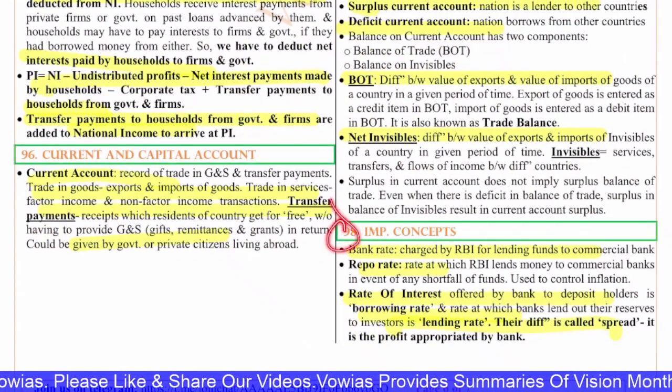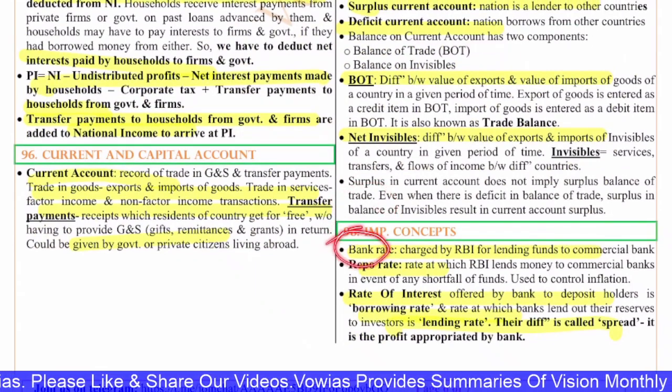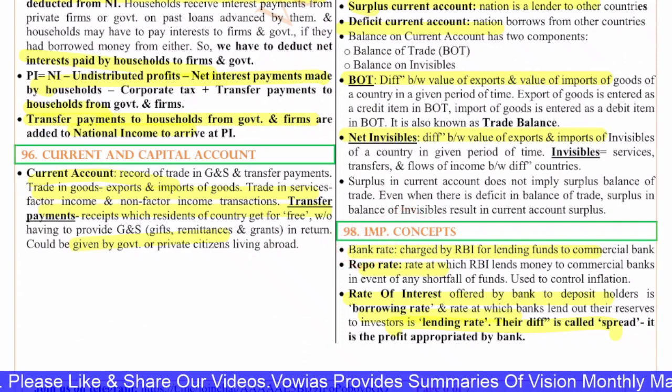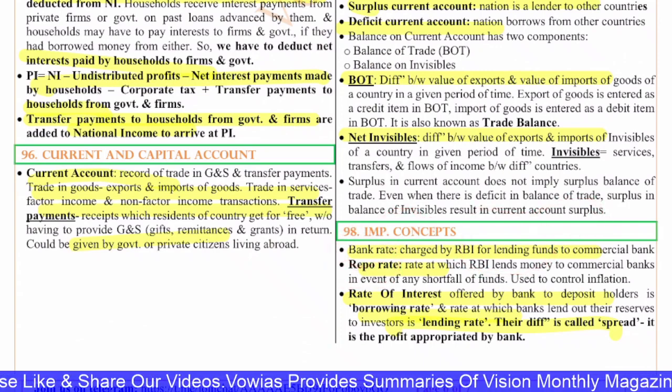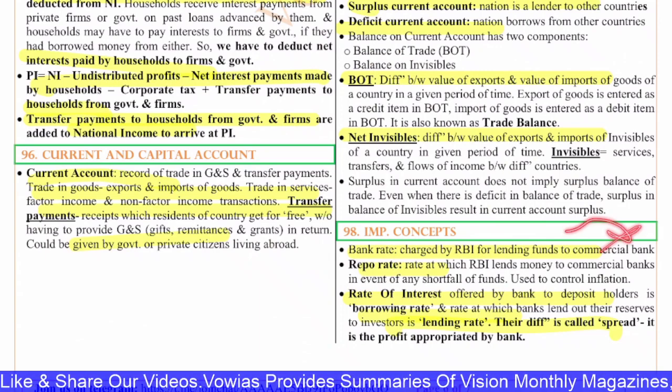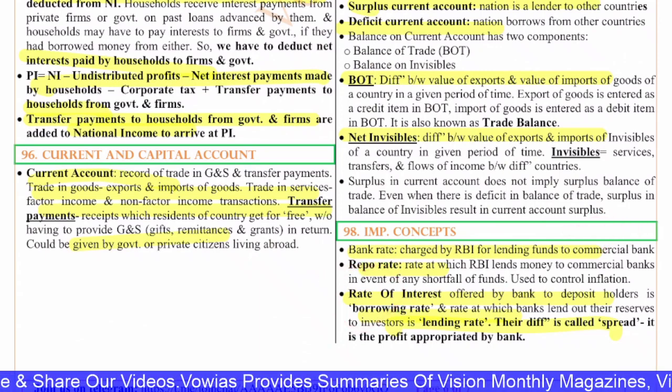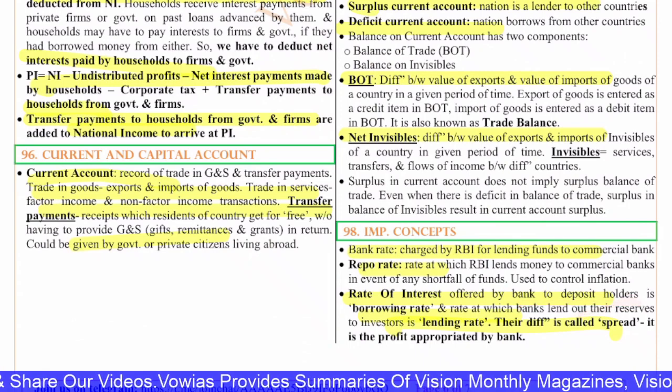Next, the 98th question is again on some important concepts. The bank rate. This is the rate charged by RBI for lending funds to commercial banks. Repo rate is the rate at which RBI lends money to the commercial banks. Rate of interest is the interest offered by the bank to the deposit holders.